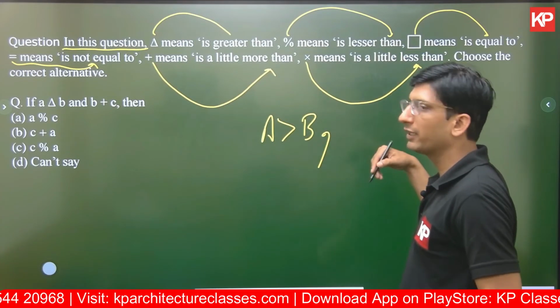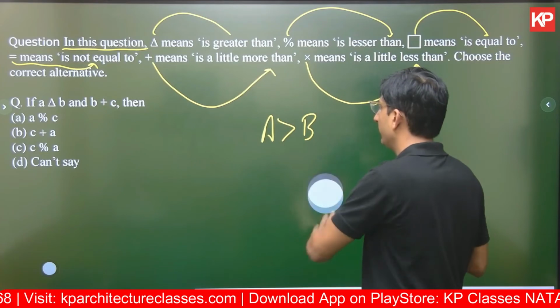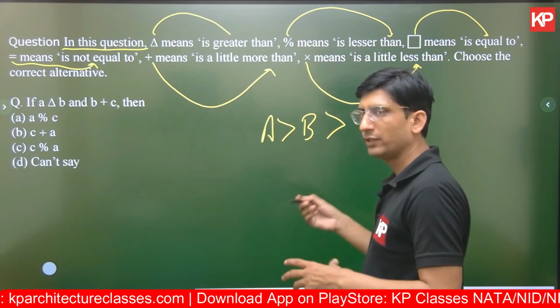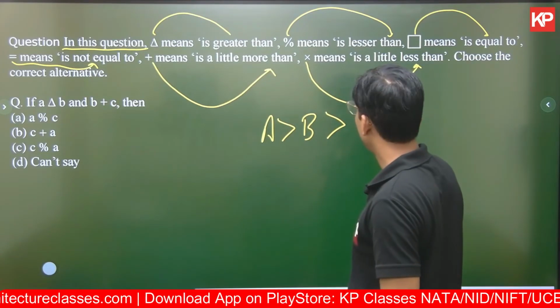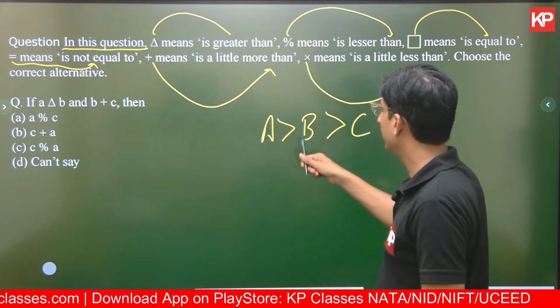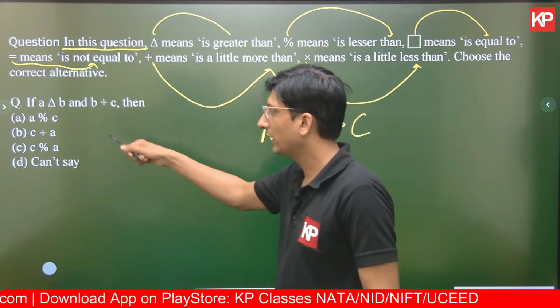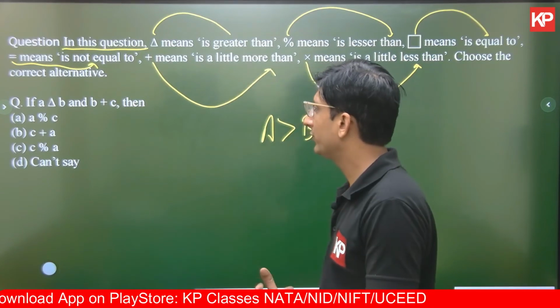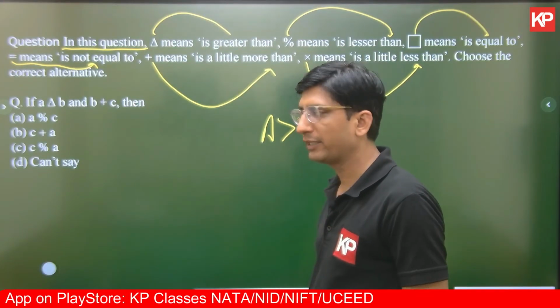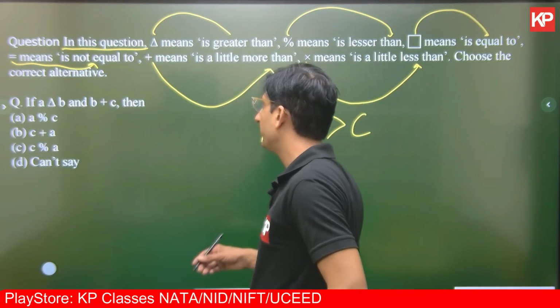That means b is little more than c. So here I can say little more or more, that means almost the same thing. So b is greater than c, and a is greater than b. Now we have to answer out of these three which is correct, and if not, then we can say cannot say. So first one is a percent c.